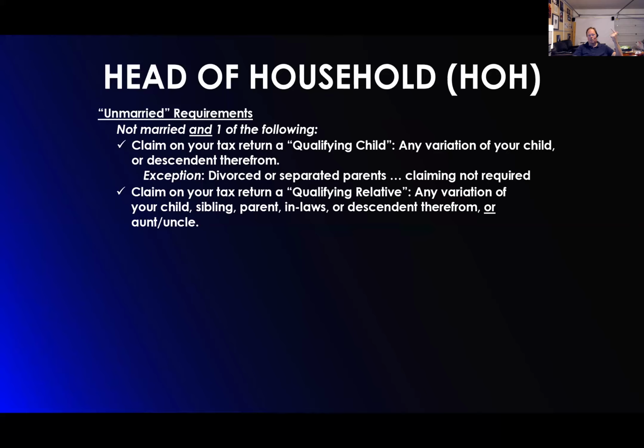Child, sibling, parent, in-laws, or descendant from them. Or an aunt and an uncle, which makes no sense because that should basically be considered your in-laws anyway. But, or an aunt and an uncle. Okay, so your cousins qualify because it says or a descendant from them. I didn't think cousins qualified for anything. Huh? I didn't think cousins qualified for anything.